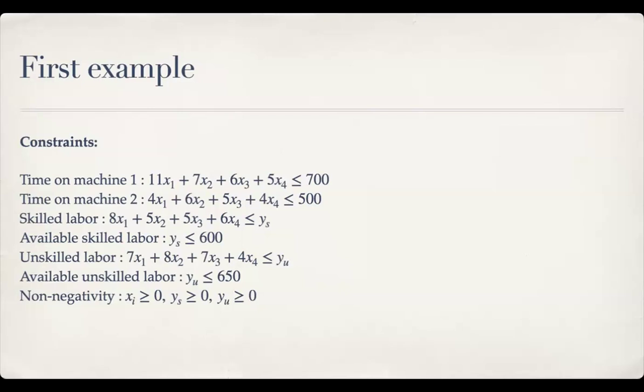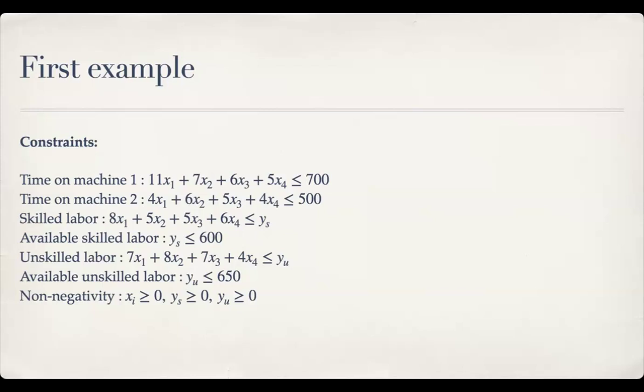Now we move to unskilled labor. We write the required unskilled labor 7x1 plus 8x2 plus 7x3 plus 4x4. Okay, this amount must be less than or equal to yu, okay? And yu must be less than or equal to 650, okay? Which is the available unskilled labor that the company can purchase.